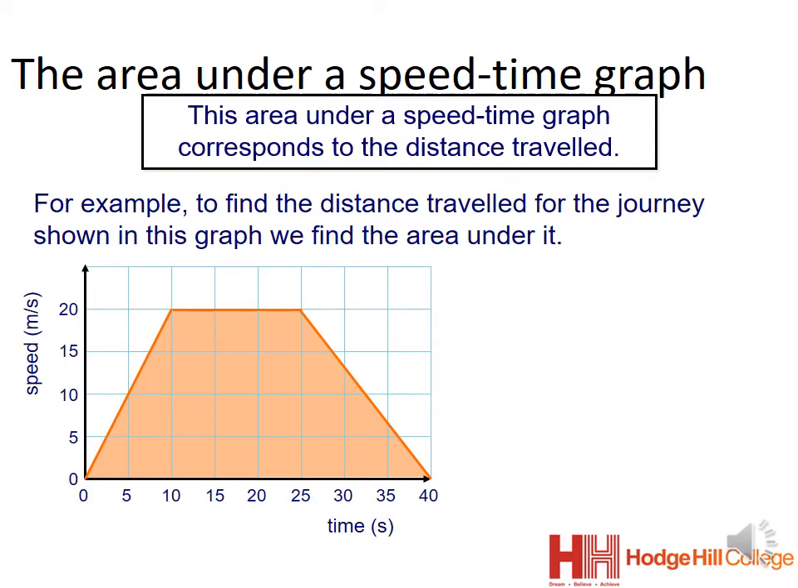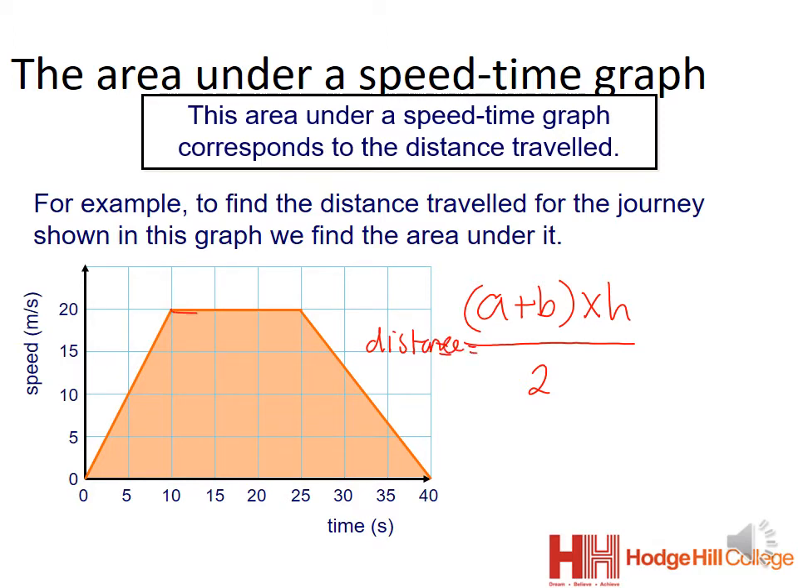So if we have a look at this graph in particular, we need to work out the area of that shape. You should be able to identify that that shape is a trapezium. And to work out the area of a trapezium, we would need to add the parallel sides together, times it by the height or the distance between them, and divide by 2. So that will give us our distance.